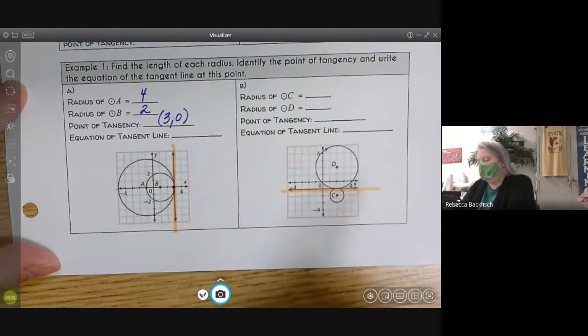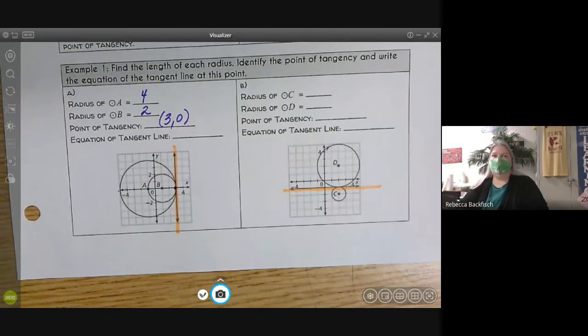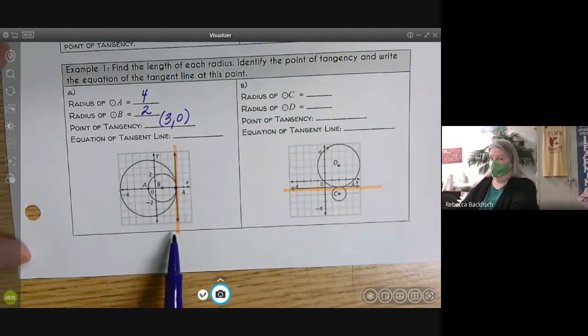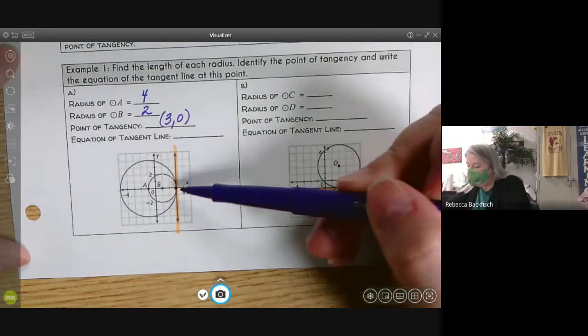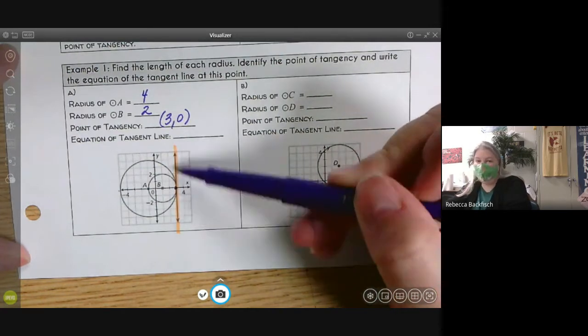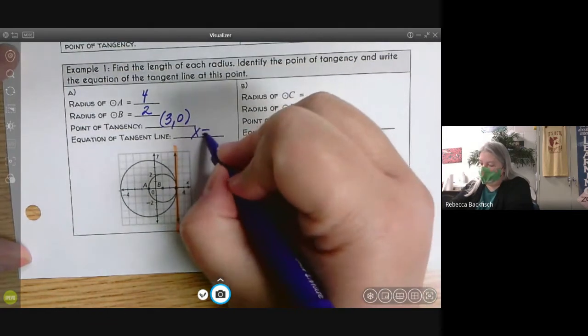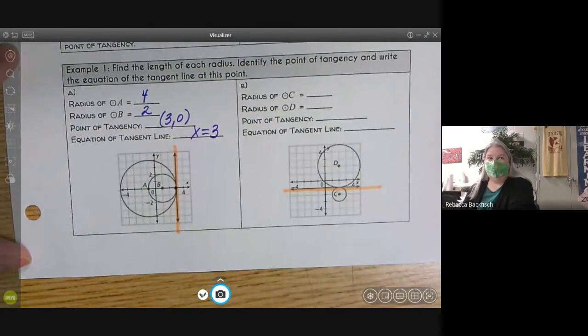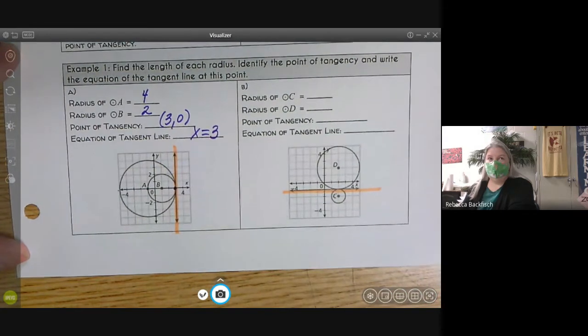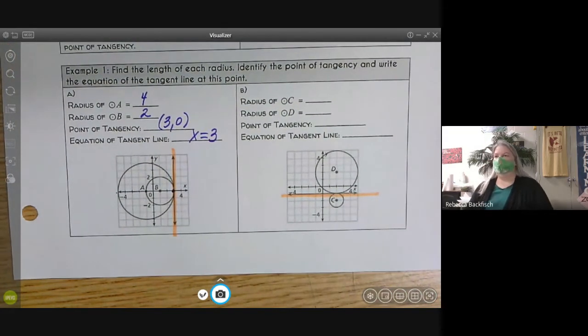The equation of a vertical line always starts with what letter? It's easy to get them mixed up, so I don't blame you for being a little bit careful. Always starts with x. Equation of a vertical line is always x equals some number. Because every single point on that line has an x value of 3, so x equals 3 is the equation of the line. Questions on that one? Okay, you guys go ahead and try B.